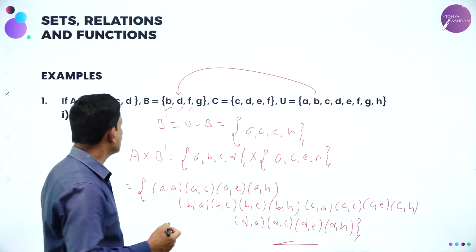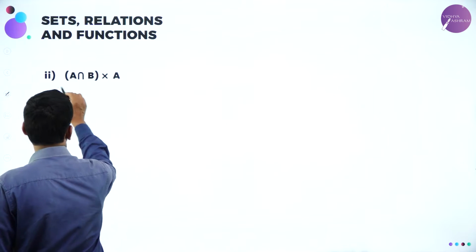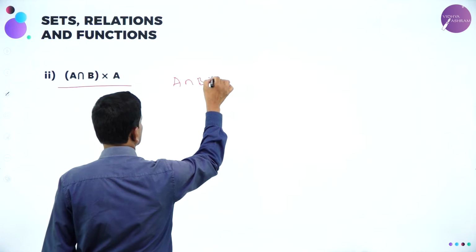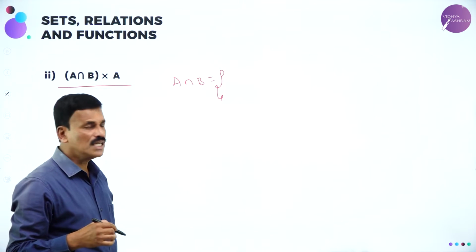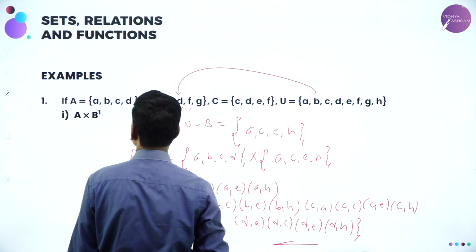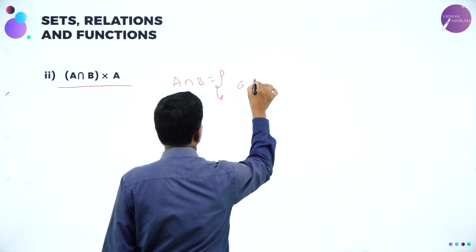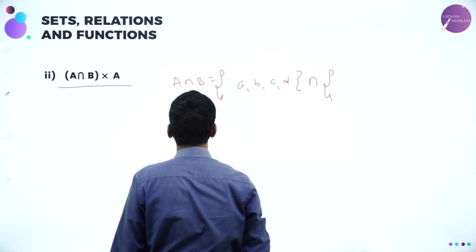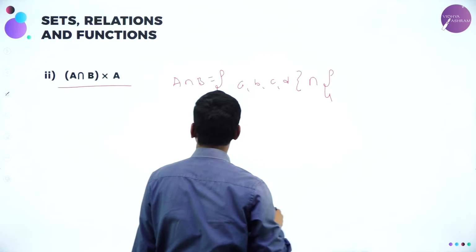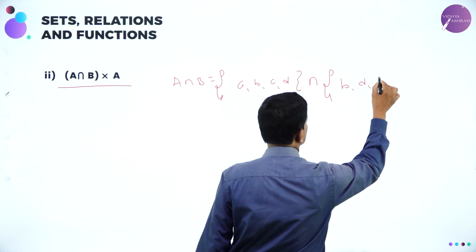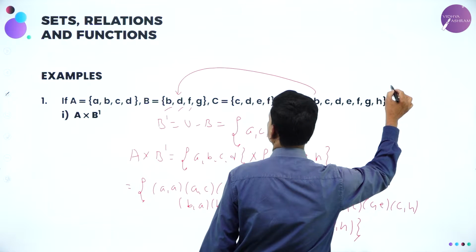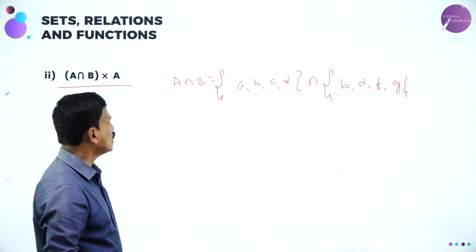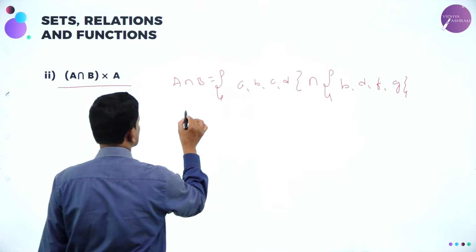Okay. Now, let us come to the next problem. A intersection B cross A. First, write down A intersection B. Write down the elements in A and B. What does A contain? a, b, c, d. Intersection B. What is B? b, d, f, g. Okay. Now, just take the intersection.